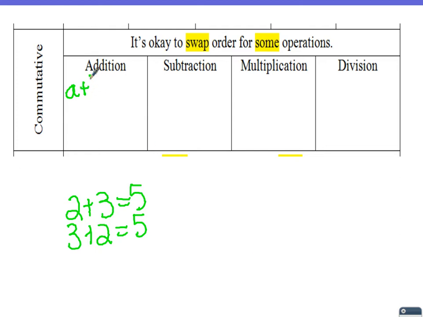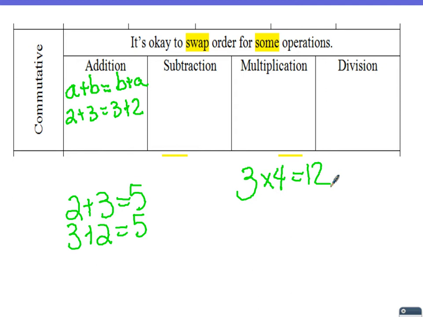A plus B equals B plus A, and you can write it down here in numbers. Okay? Let's look at multiplication. I'm purposely skipping subtraction for a minute. In multiplication, I can go 3 times 4 equals 12, but 4 times 3 also equals 12.